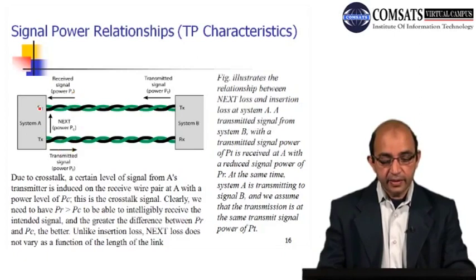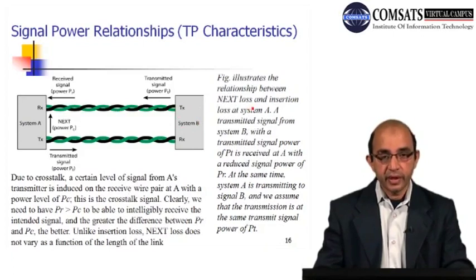And then again you can see this is the transmitted signal. Here the transmitter is fed to the receiver, and here the transmitter is fed to the receiver on the other side, right? So data will flow from transmitter to receiver. You can take the example, or imagine, the telephone sets being connected by using this twisted pair. We can also have the relationship between NEXT loss and insertion loss, right?